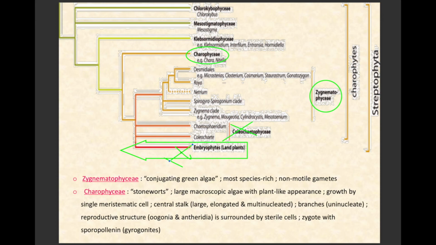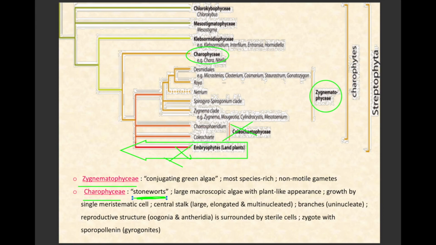Now, ang pag-usapan lang natin is si Zygnematophyceae at si Charophyceae. So, yung Zygnematophyceae natin, these are your conjugating green algae. This conjugating green algae is the most species-rich that produce non-motile gametes. Your Charophyceae are also known as your Stoneworts, kasi para silang plant na nasa stone. So those are your stoneworts.